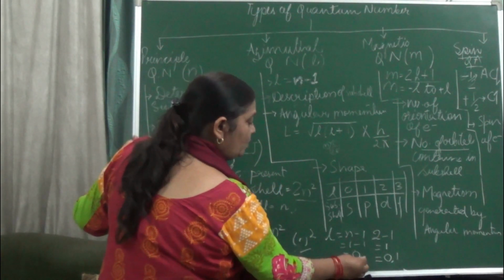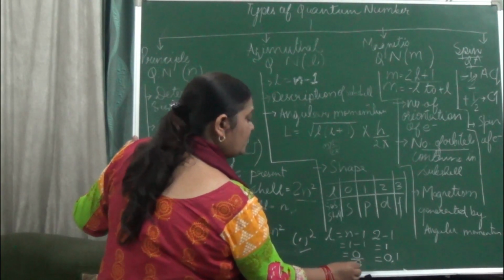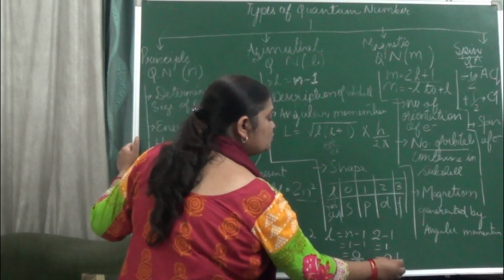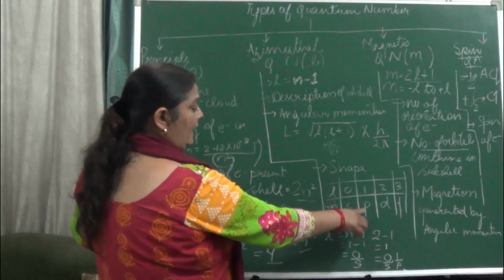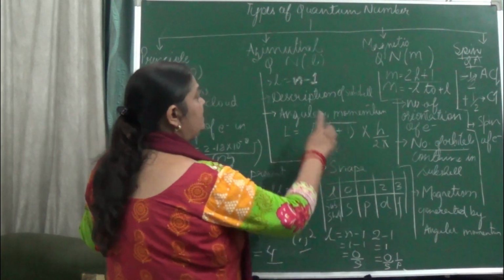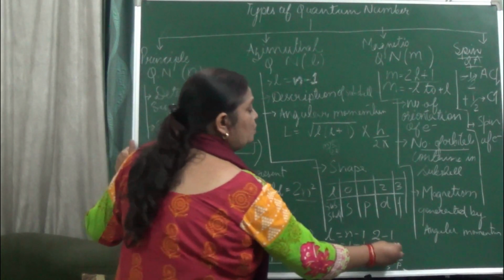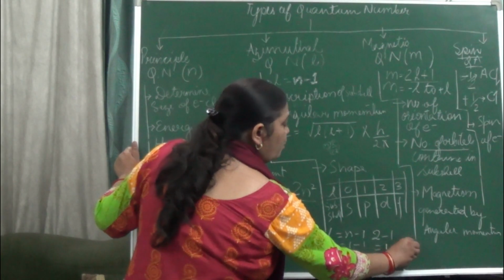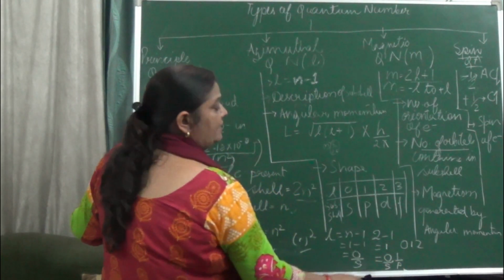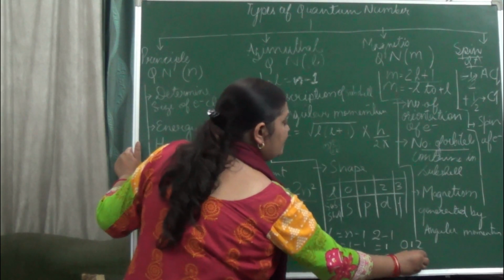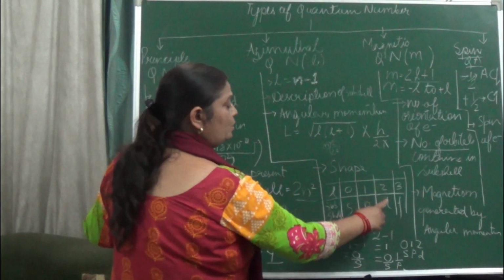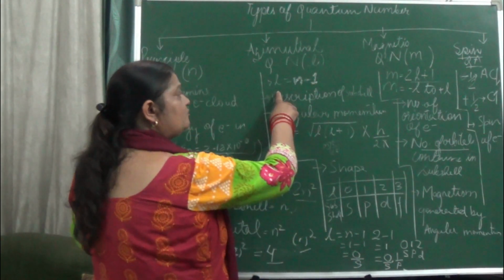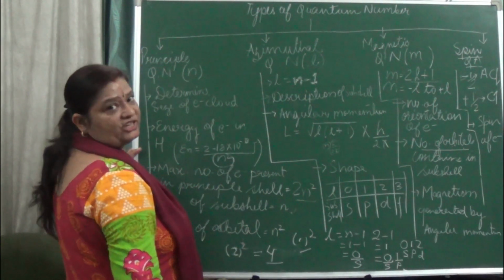This 0 corresponds to the s subshell. Here also 0 corresponds to the s subshell, and this 1 corresponds to the p subshell. Like that, if you take 3 minus 1, it becomes 2. So you will be writing 0, 1 and 2. Here this will become s, this will become p and this will become d, so 2 is denoted by d, and so on. By this formula we can find the subshells.